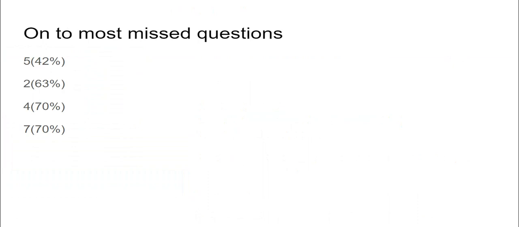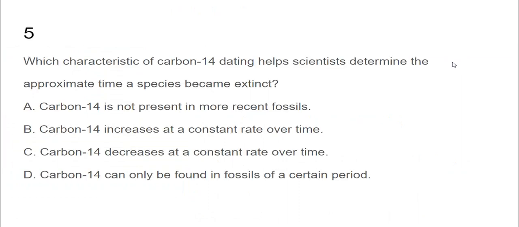After that, we had 75% or higher success rates. They're not really worth talking about because we didn't have big problems with them, but we had big problems with question 5. So let's take a look at this. What characteristic of carbon-14 dating helps scientists determine the approximate time a species became extinct?